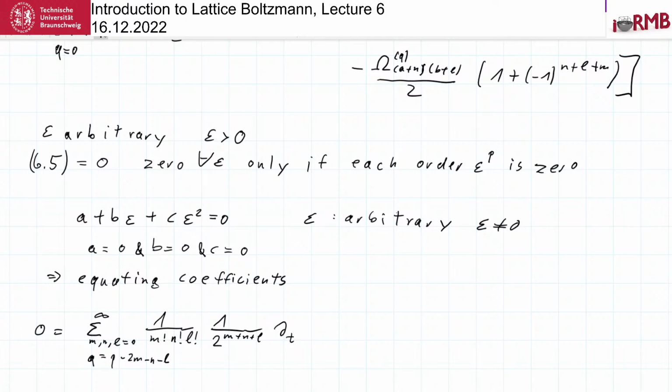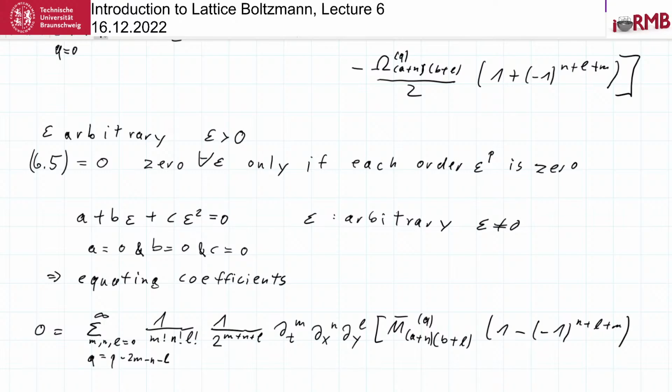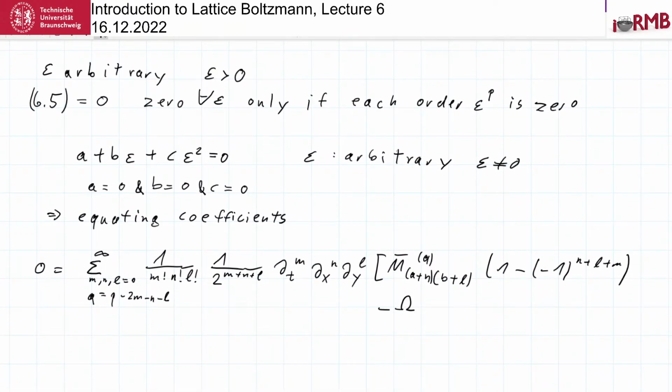Into the time derivative of the m-th time derivative of t, and of the m-th time derivative and x derivative and y derivative, and here we still have m a plus n bar q, b plus L, 1 minus 1 to the power of n plus L plus m, minus omega to the power of q, is n is a plus n plus and b plus L, and 1 plus minus 1 to the n plus L plus m.